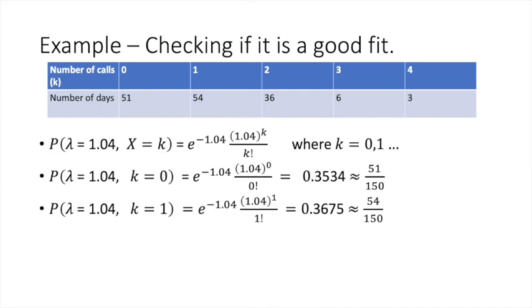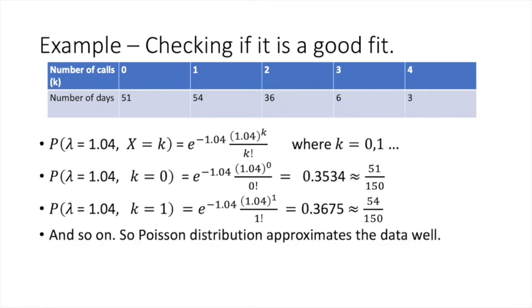Likewise, we repeat the process with k equals 1, and again we find that the probability estimate is reasonable because it matches the corresponding entry in the table. I'll leave it up to you to find the probabilities for the other values of k and verify for yourself that the probability estimates using the Poisson distribution are actually pretty good.